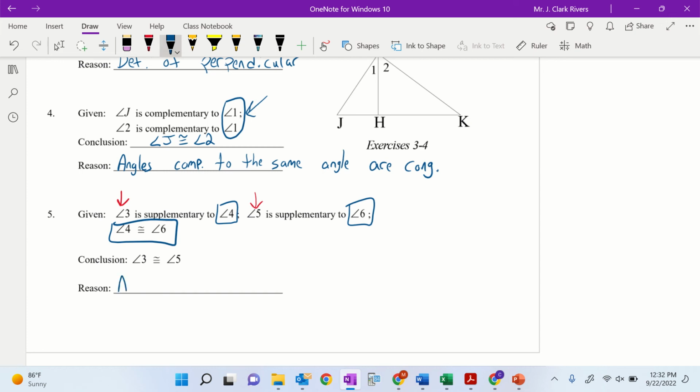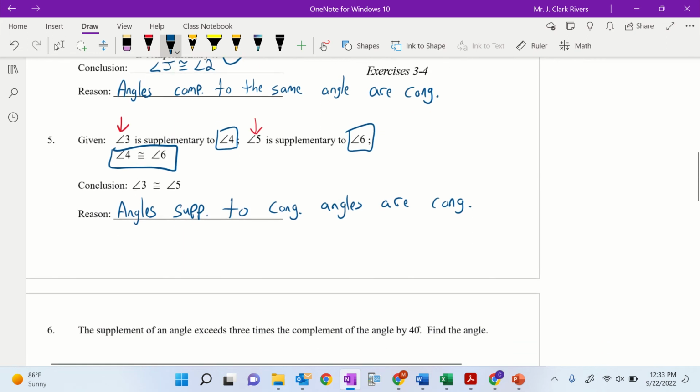And that reason is angles supplementary to, all right, now is it going to be the same or is it going to be congruent? The same angle or is it congruent angles? Well, 4 and 6 are congruent, right? Angle 3 is supplementary to angle 4, angle 5 is supplementary to angle 6. Compare that to the last problem. These were both complementary to angle 1. These are angles supplementary to congruent angles are congruent. Angles supplementary to congruent angles are congruent. There you go. Number 5.